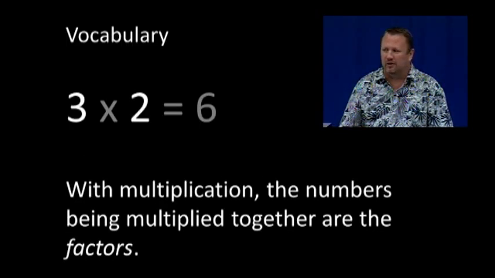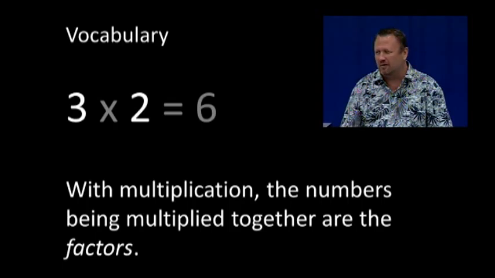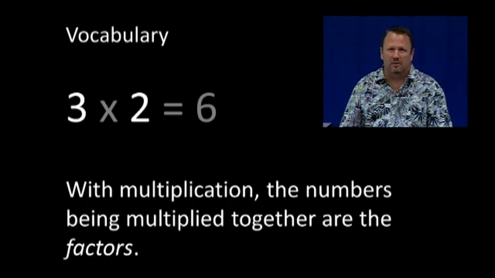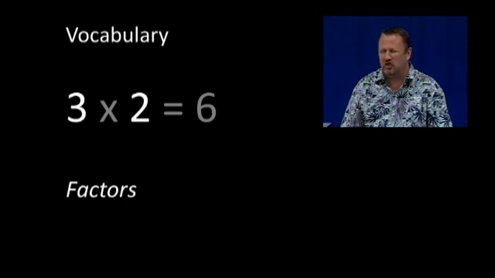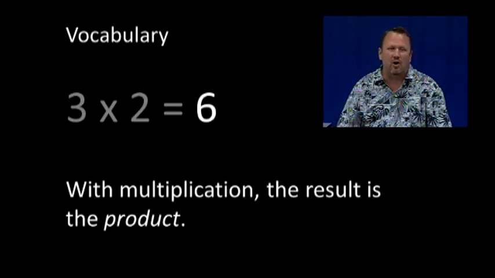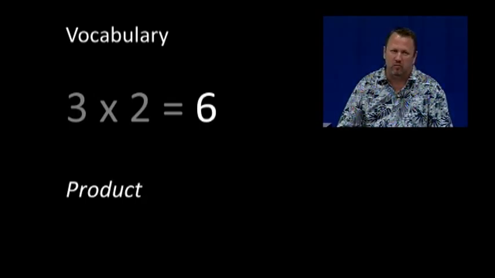With multiplication, the numbers being multiplied together are the factors. So in this equation, 3 and 2 are the factors. With multiplication, the result is the product. So here, 6 is the product.